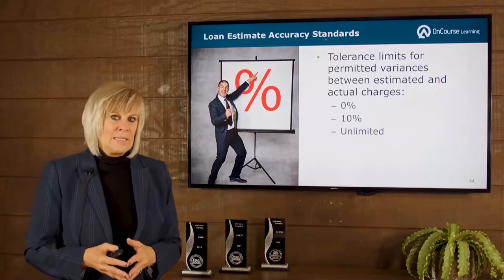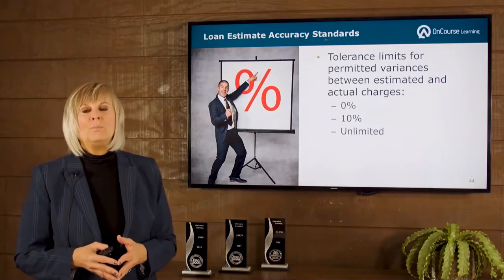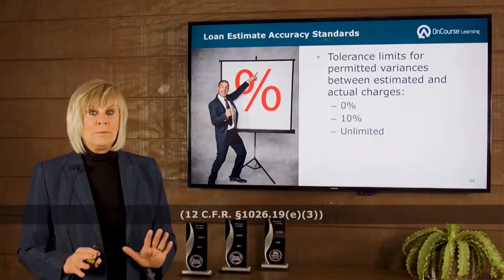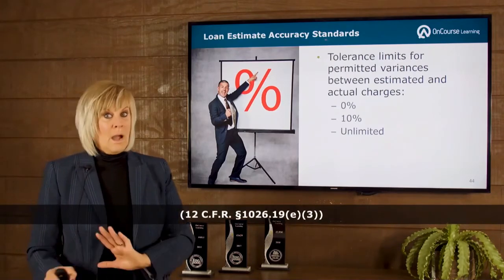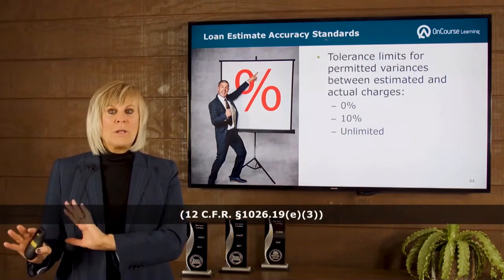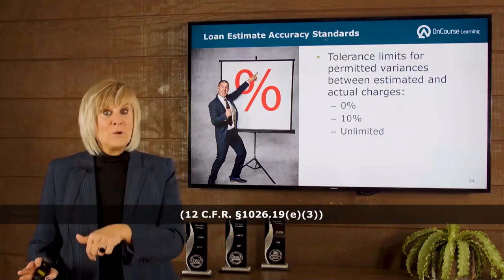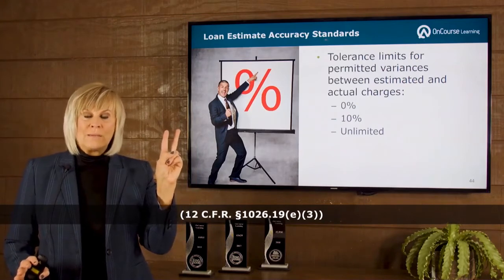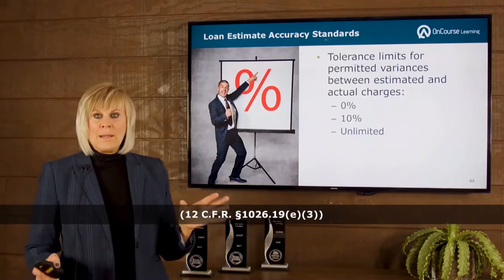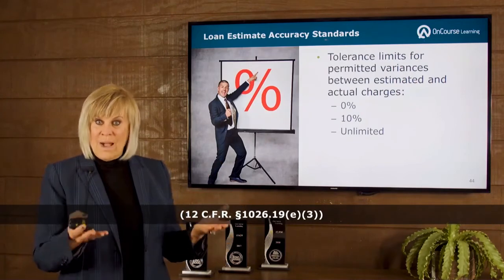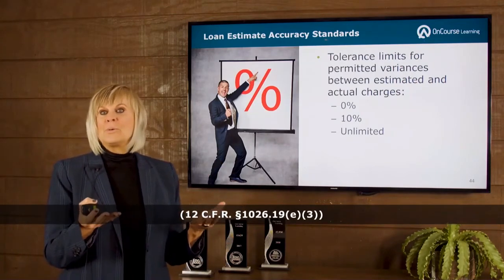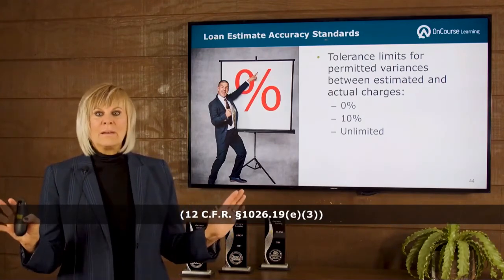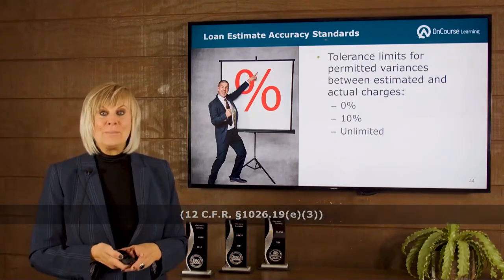Now, I like to bucketize these thresholds and make it real simple. I've got 3 buckets for tolerance thresholds. Bucket number 1, zero tolerance. Items in this bucket, once quoted, cannot go up. They can go down, but not up. Bucket number 2, 10%. Now in this bucket, items can go up a little bit by an aggregate amount of 10%, but no more. Bucket number 3, unlimited. There are no thresholds for items in this bucket.